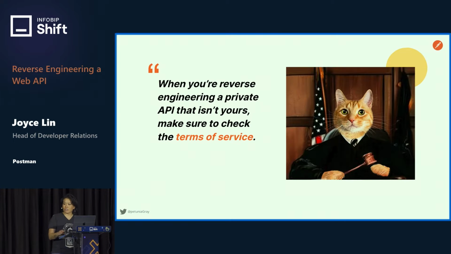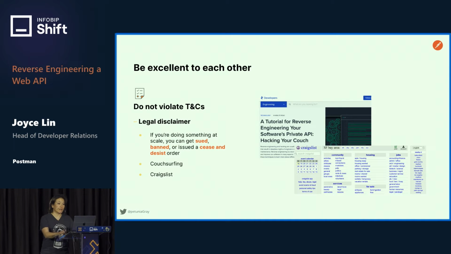Okay, so when you're an API consumer, you need to check your terms of service. Do not violate your T's and C's. There are legal consequences. In fact, that couch surfing example I shared with you earlier, couch surfing issued a cease and desist and said, please take down your application. Also, please take down that blog post explaining what you did. And then they changed their API. So this engineer kindly took down his application, but then he reverse engineered their second API and wrote a blog post about that one. Craigslist.